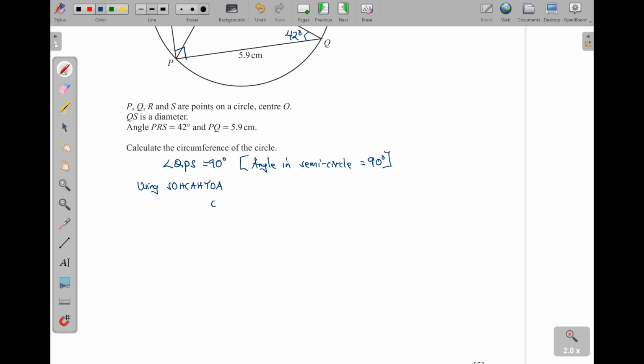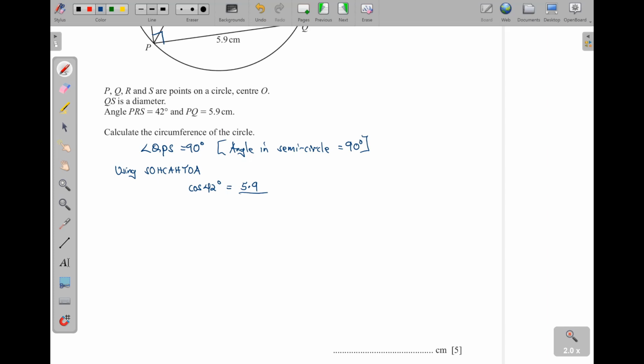So I'll have cosine of 42 degrees is equivalent to the adjacent, which is 5.9, divided by the hypotenuse. The hypotenuse is SQ, which is the diameter. So how can we get SQ? We cross multiply and then divide through by cosine of 42. So SQ is equal to 5.9 divided by the cosine of 42 degrees. You see? So this is our diameter.